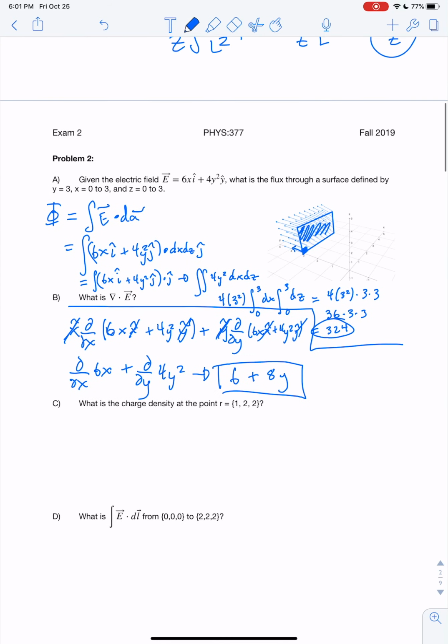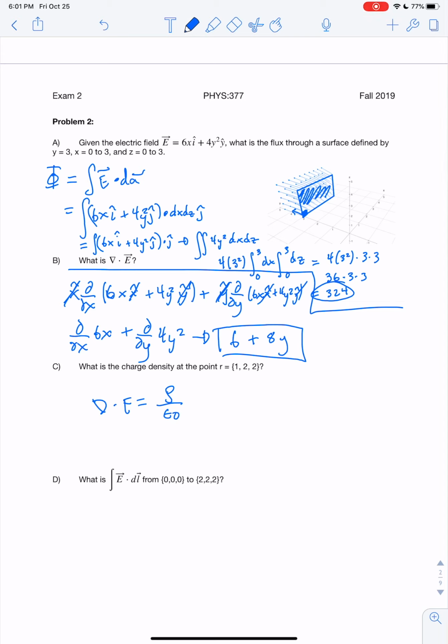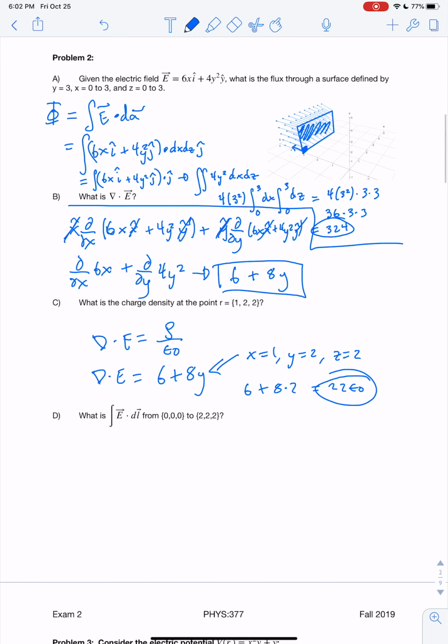And then what is the charge density? Well, we know that del dot E is equal to rho over epsilon naught. So we have our del dot E is equal to 6 plus 8y, and then we can evaluate that when x equals 1, y equals 2, and z equals 2. And so that is going to give us 6 plus 8 times 2, which is 22 epsilon naught. Okay, and so that's going to be the charge density at that point in space.